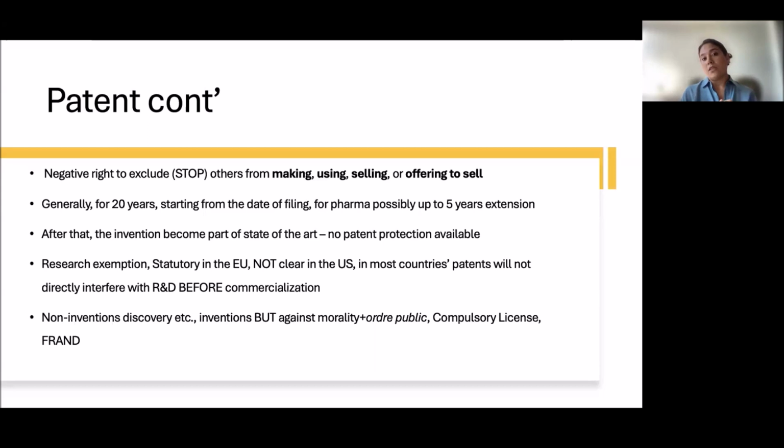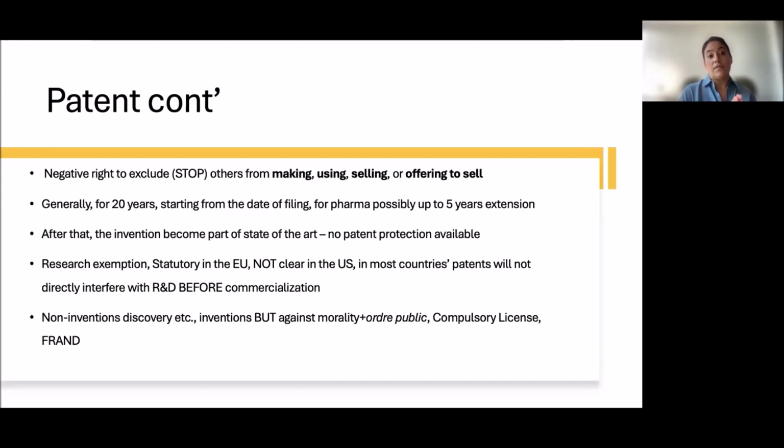And for pharma inventions, there is a special extension, a patent extension term, because they claim to lose a lot of time while obtaining accreditations or licenses from the authorities. So they could enjoy 5 years of extension. So it's like 25 years already.